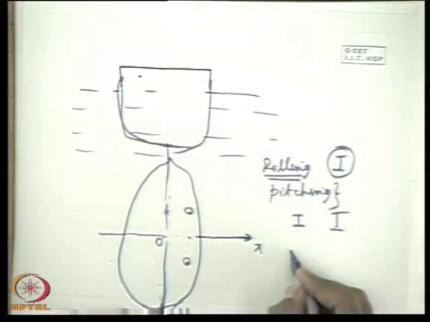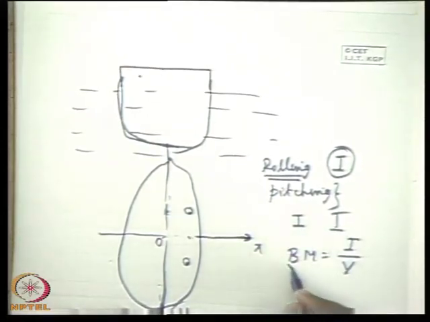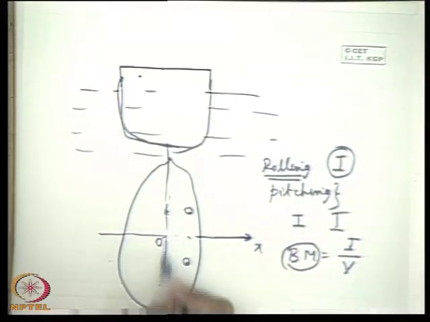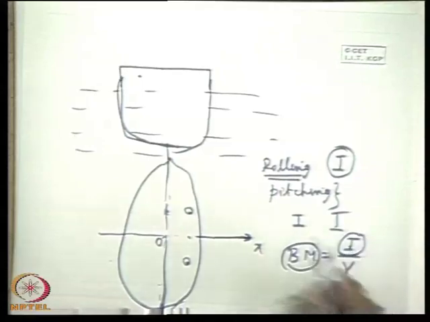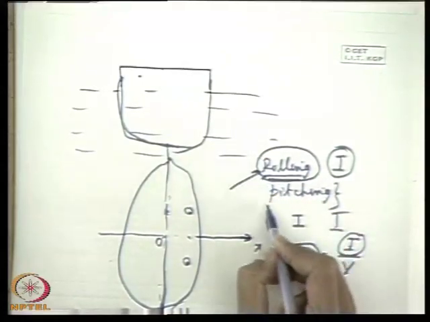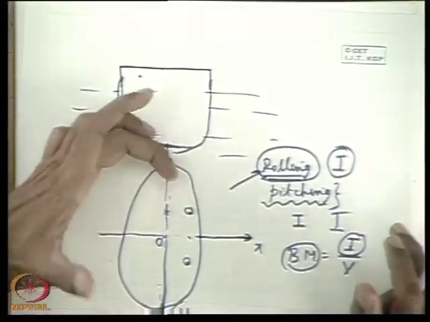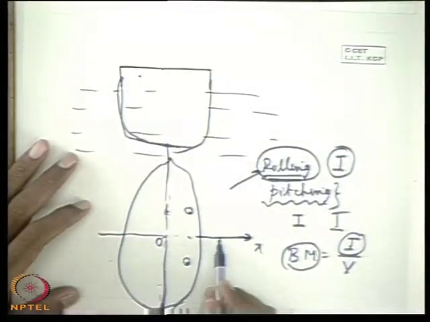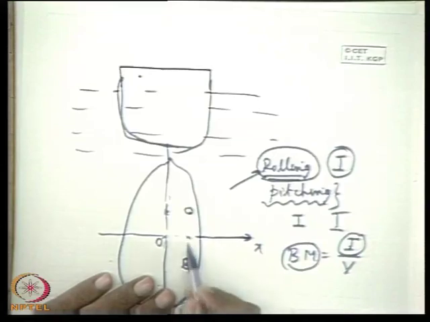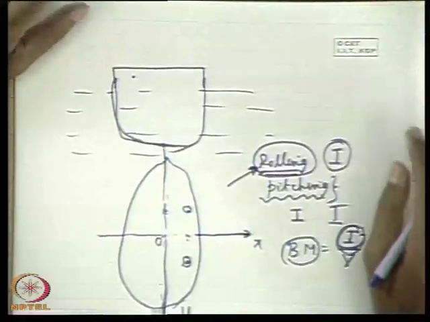Clear? So therefore, BM is I by V. So therefore, in case of rolling, BM is small, because I is small. Rolling is about OY axis. So about OY, the moment of inertia is small. So therefore, stability with respect to rolling is more important than the stability with respect to pitching. Ship is almost stable with respect to pitching about x axis, because the moment of inertia of any element about the x axis is much higher. So for rolling, the stability is more important.